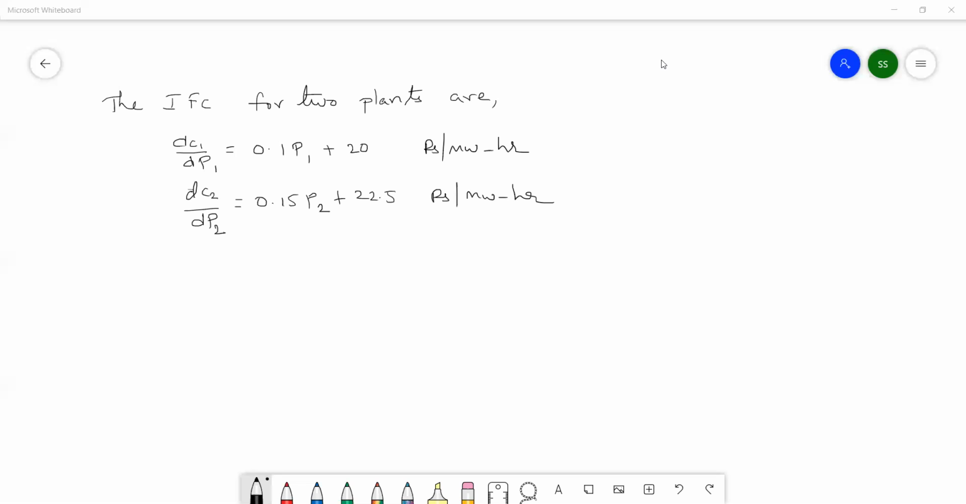You can continue. The system is operating at P1 equal to P2 equal to 100 megawatts, and dou P1 by dou P2 equal to 0.2. Find the penalty factor.